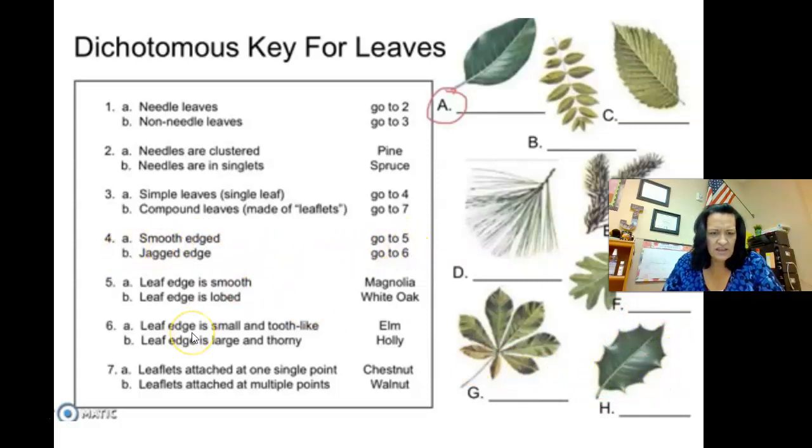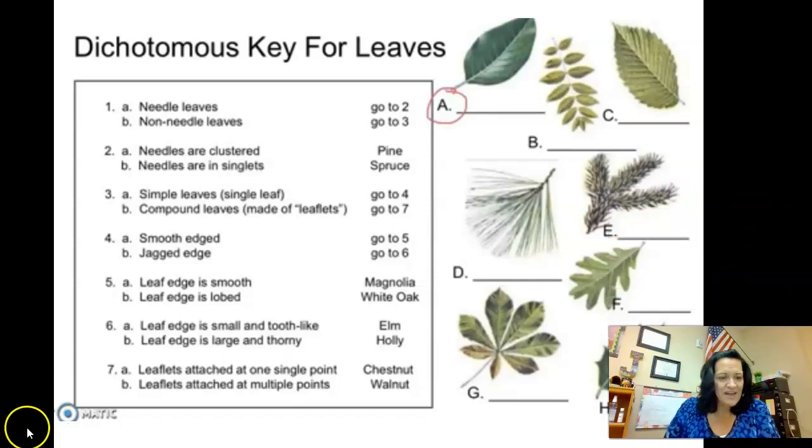Go to 6. The leaf edge is small and thorny-like, or the leaf edge is large and thorny. So this looks like it's large and thorny, okay? So we have a holly. So this is the holly leaf, and if you think of Christmas, right, the holly leaves with Christmas, with little red berries, yeah, that's what it looks like. So you have a holly leaf here, which if it came off of a tree, then you would have a holly tree, right? Okay.